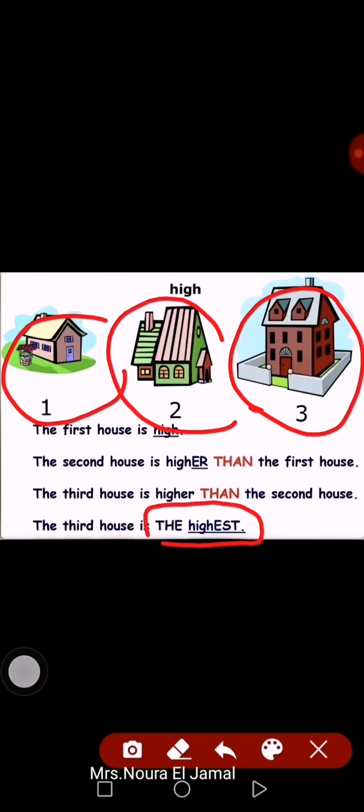What do you notice here? That we add the, then est to the adjective. So how can we form the superlative adjectives? We add the before the adjective and then est to the adjective.